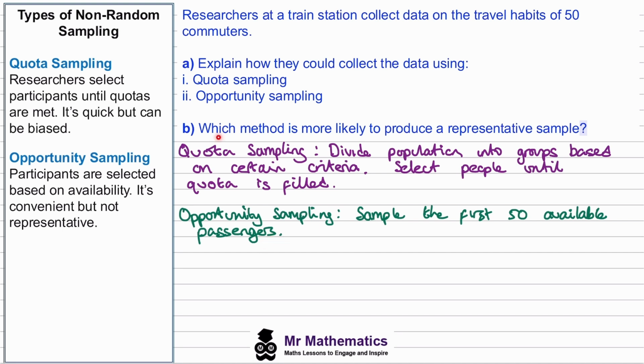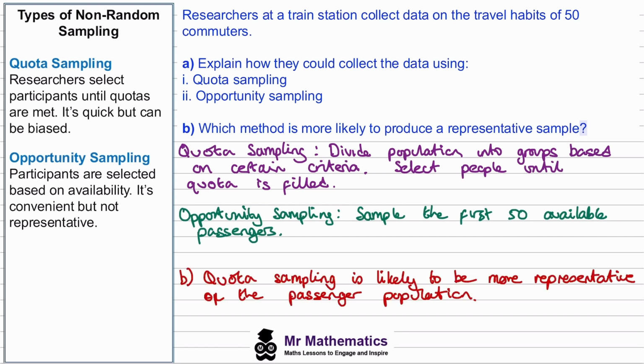And then for part B, which method is more likely to produce a representative sample? Well, for this example, you could say quota sampling is likely to be more representative of a passenger population, because you could split the population into different groups. Say, for instance, age and gender. Okay, so let's try one more example.